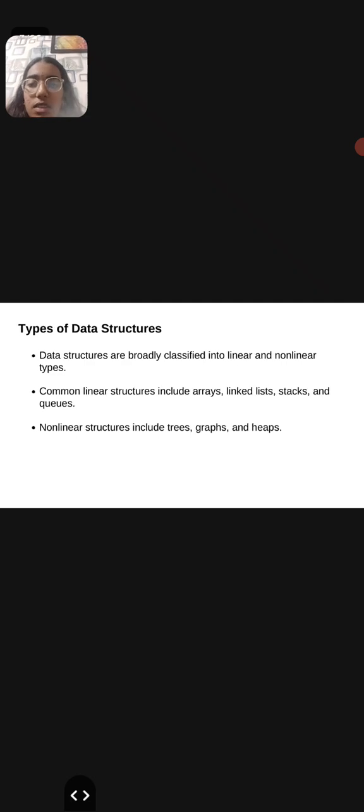Types of data structures. Data structures are broadly classified into linear and non-linear types. Common linear structures include arrays, linked lists, stacks, and queues. Non-linear structures include trees, graphs, and heaps.